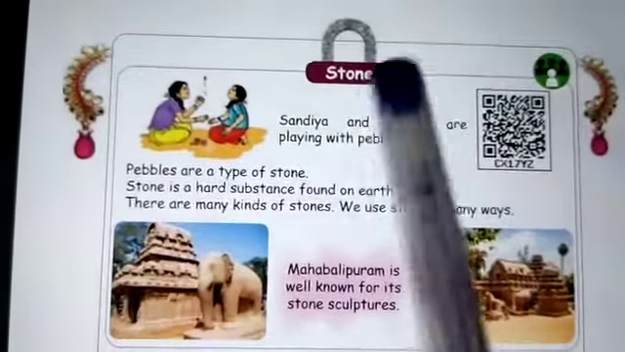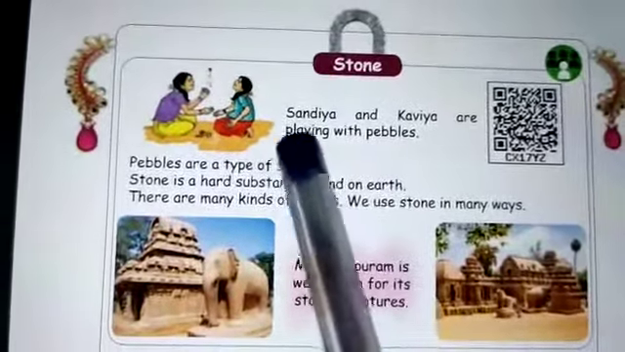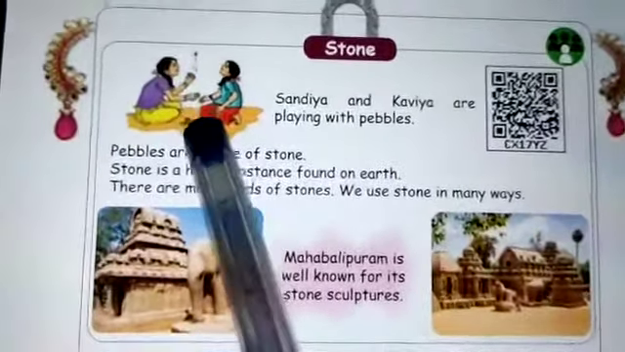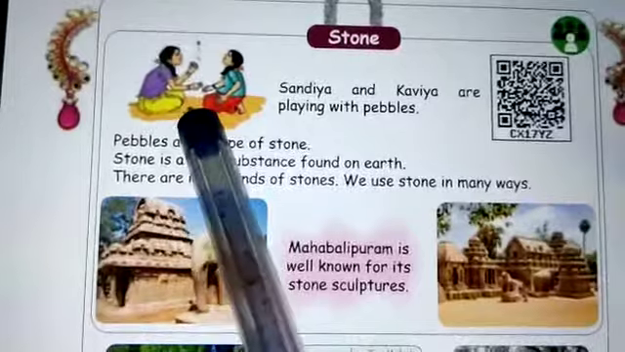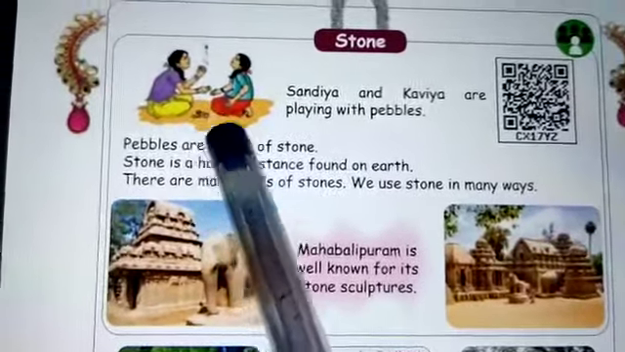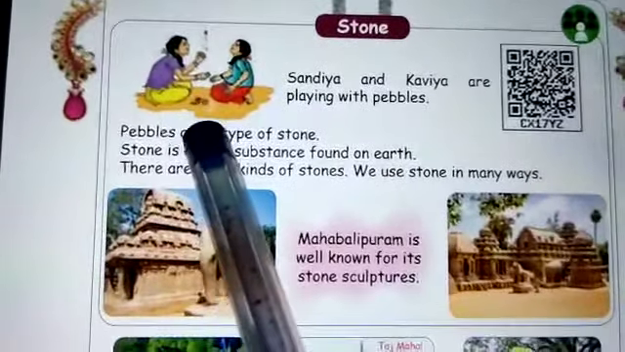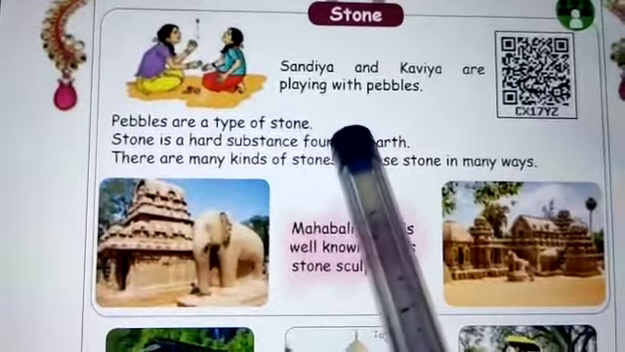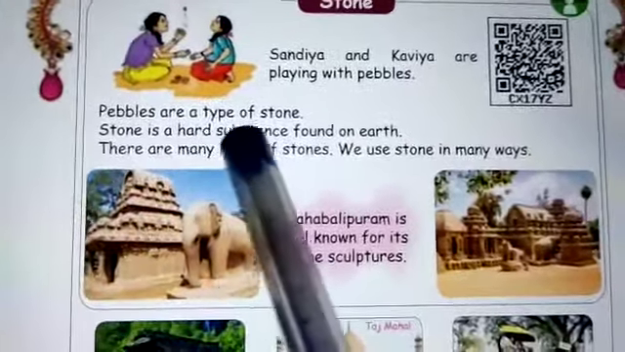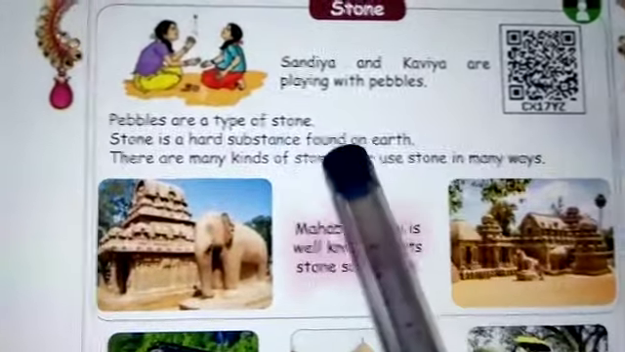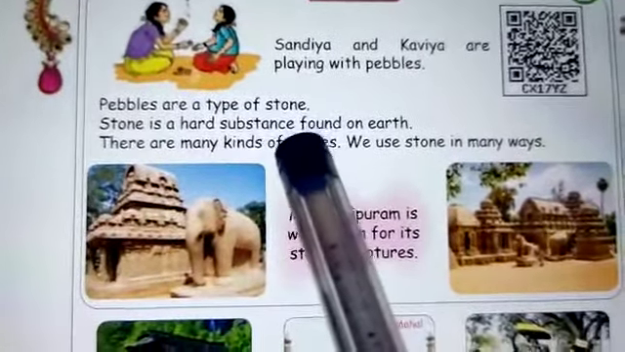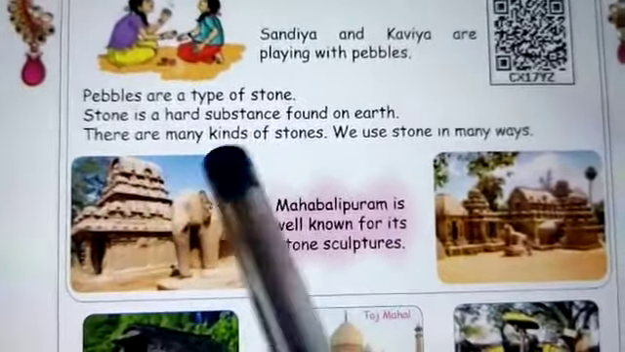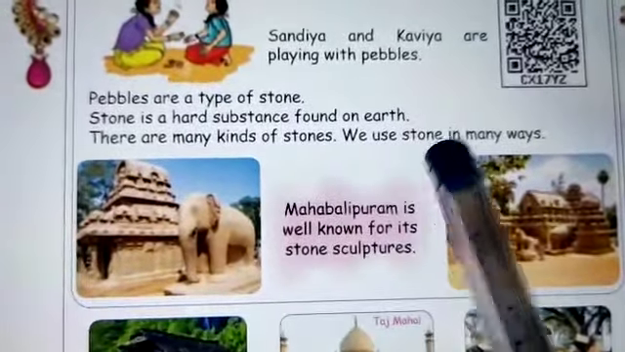The next material is stone. Sandhya and Kavya are playing with pebbles. You see Kallanga, this is played using small stones. Those small stones are known as pebbles. Pebbles are a type of stone. Stone is a hard substance found on earth. It is very hard. You have seen that, no? There are many kinds of stones. We use stone in many ways.